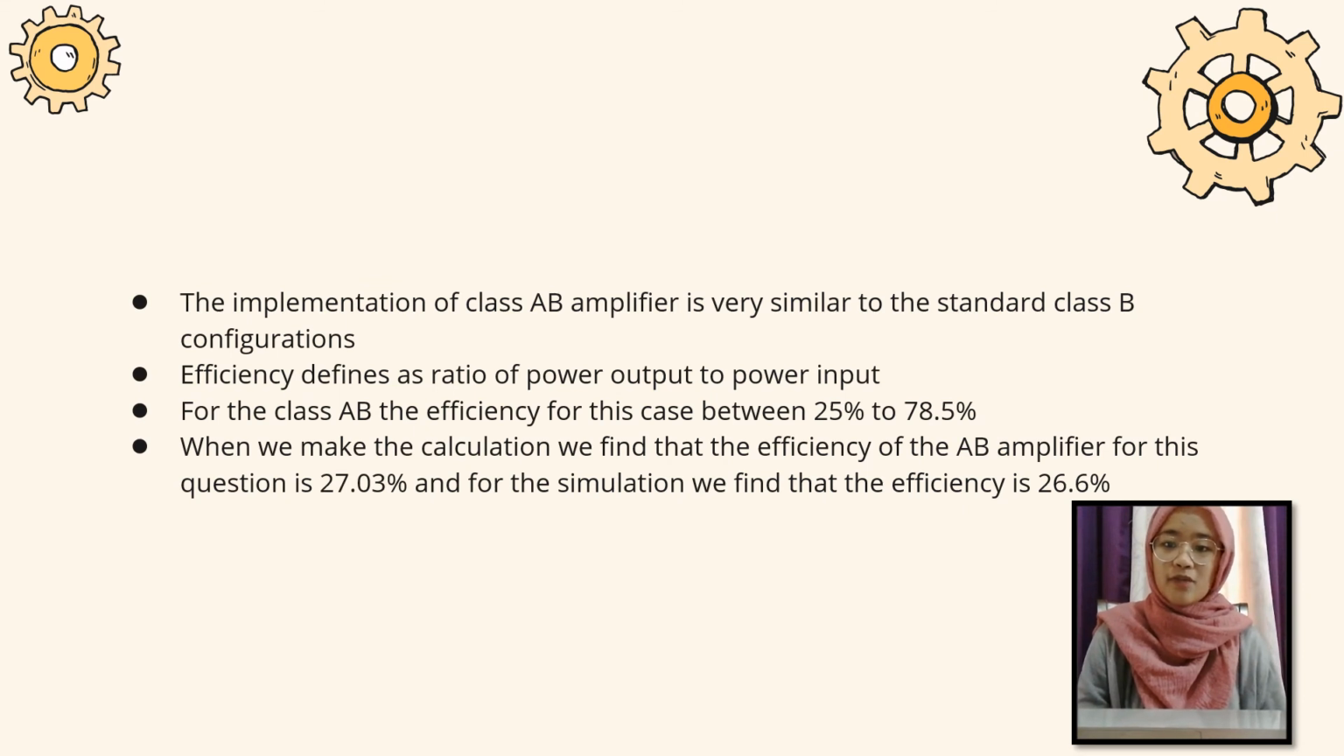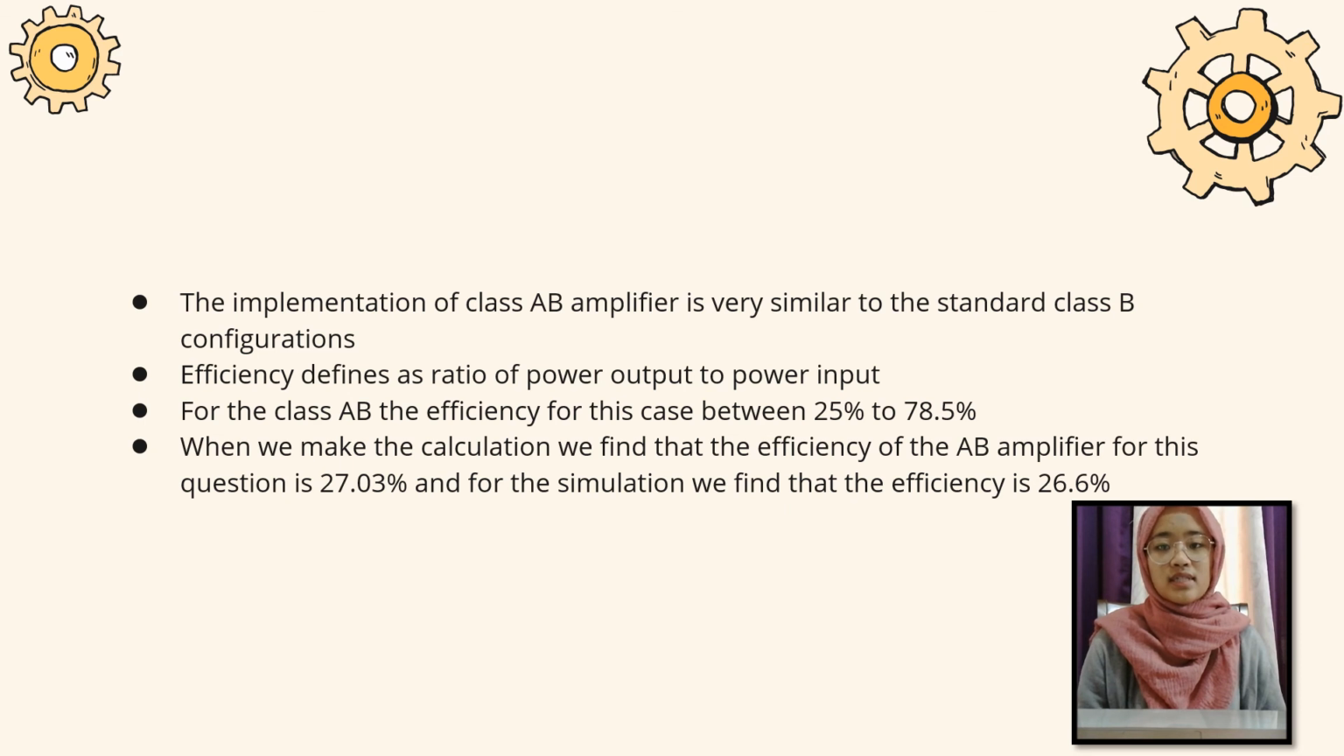Next, I will present the discussion. In this question, we constructed a class AB amplifier in the Proteus simulation software. We have seen that a class AB amplifier is biased so that output current flows for less than the full cycle of the input waveform, but more than a half cycle. This is used for a complementary output stage, with transistors conducting on opposite half cycles of the input waveform before being combined at the load.